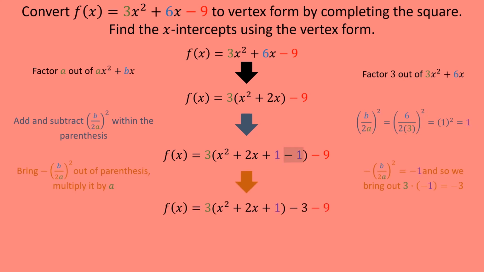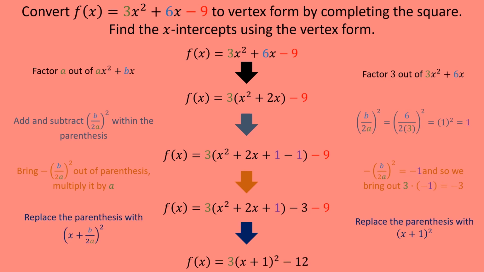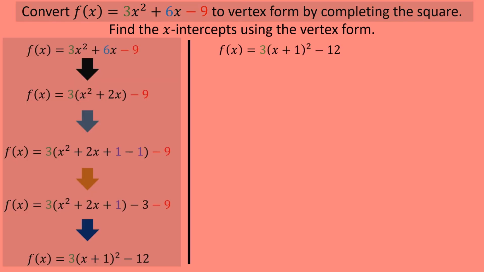We then take the negative 1 that we just inserted within the parentheses out, and we got to make sure that we multiply by 3 when we do that, which gives us negative 3. And finally, we replace the parentheses with the perfect square, which in this case is going to be x plus 1 squared. And so the vertex form of our function is 3 times the quantity x plus 1 squared minus 12, where the negative 12 came from combining negative 3 and negative 9 from the previous step. And so we're now done with the first step of this problem, which is converting the function to vertex form.